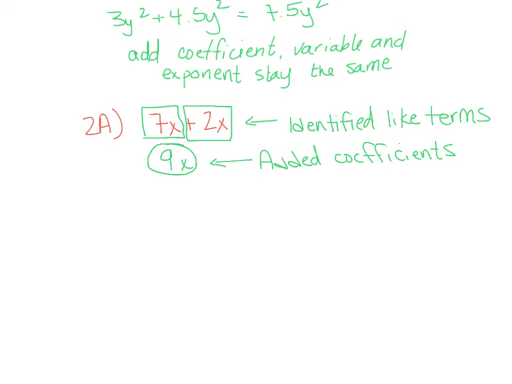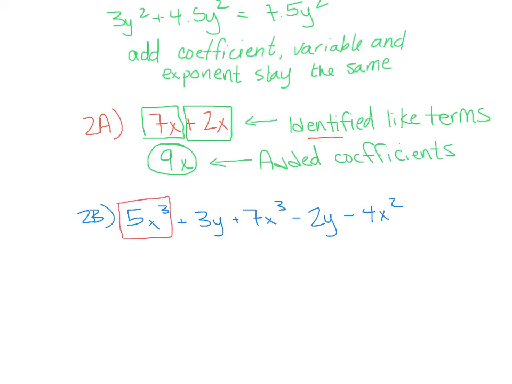So our next problem is a little bit bigger, so it might be a little bit trickier, but hopefully we can get through this. 5x cubed, that's a little 3, plus 3y, plus 7x cubed, minus 2y, minus 4x squared. Okay, so we're going to follow the same steps. We're going to identify like terms. So I'm going to put a box around 5x cubed, and then I'm going to look for any other term that has an x and a 3. The 7x to the third does, and I'm going to box the plus in front of it.